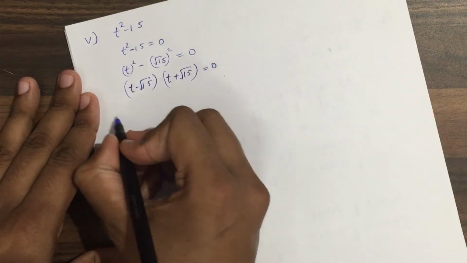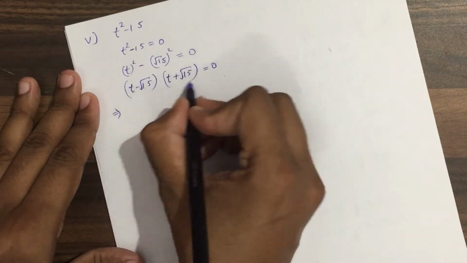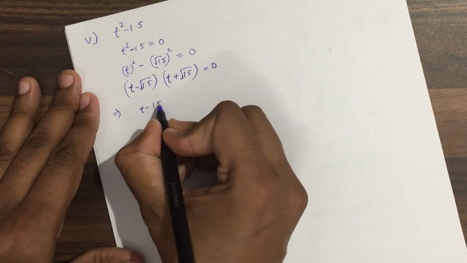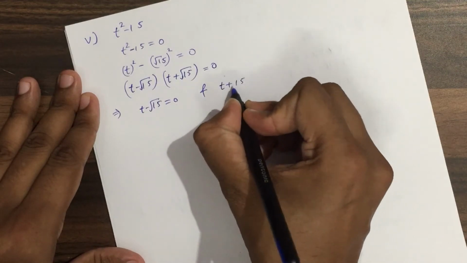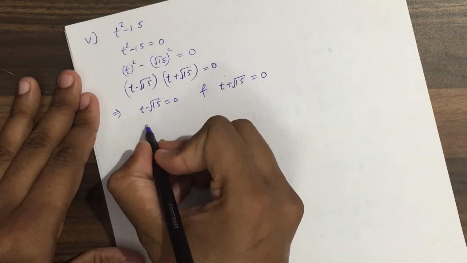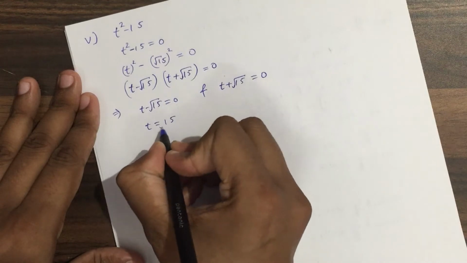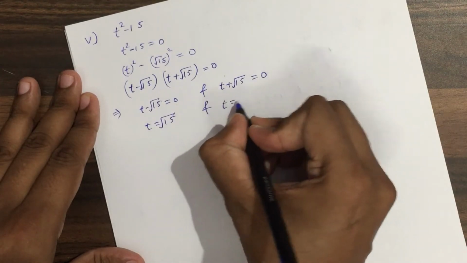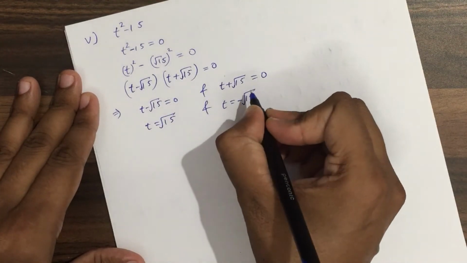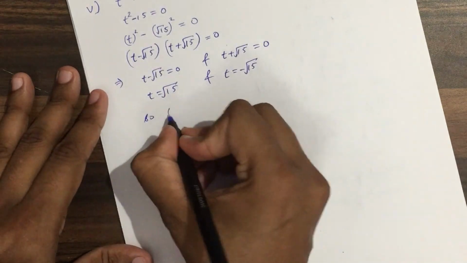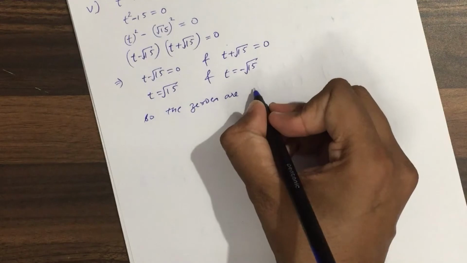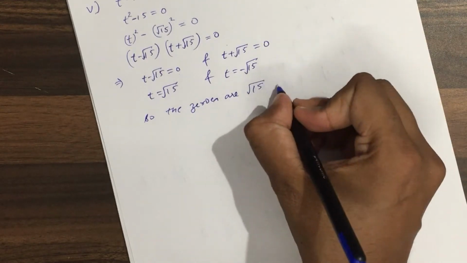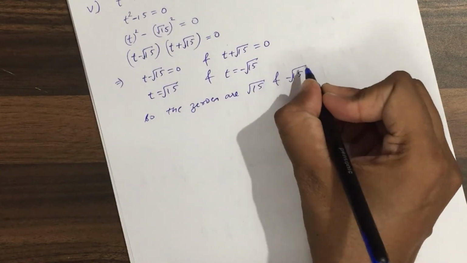Simple. So it implies they both will individually be equal to 0. So t minus root 15 equal to 0 and t plus root 15 is also equal to 0. This will give you t equal to root 15 and t equal to minus root 15. So you can say that the zeros are plus root 15 and minus root 15.